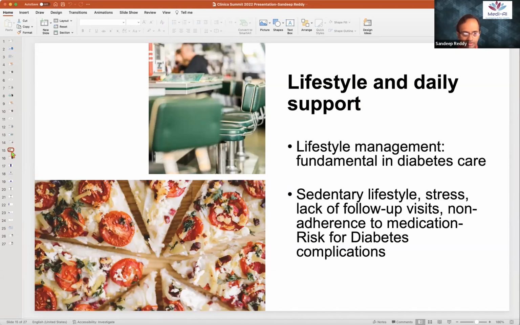If we look at various chronic conditions, not just diabetes, there are usually some risk factors occurring in the background which predispose somebody to develop chronic conditions, including diabetes. These risk factors include sedentary lifestyle, stress, lack of follow-up visits, and non-adherence to medication. These risk factors are not unique to diabetes; they can also be risk factors for other cardiovascular and chronic conditions.